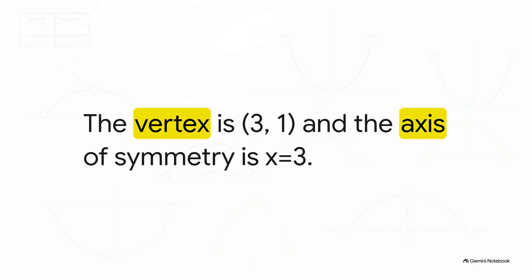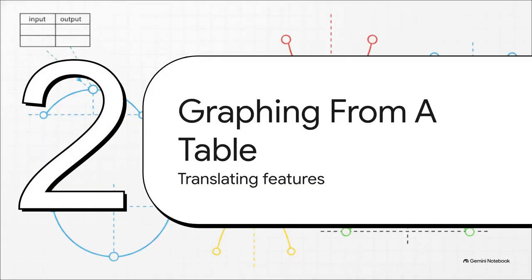So because our h value inside the parentheses is 3, and our k value on the outside is 1, our turning point is exactly at the coordinate point (3, 1). And because of that, our axis of symmetry has to be the vertical line x equals 3, passing straight down through that vertex. Section 3, graphing from a table.